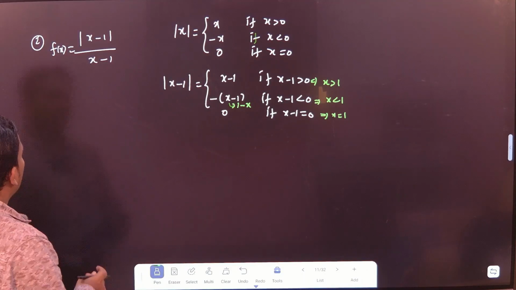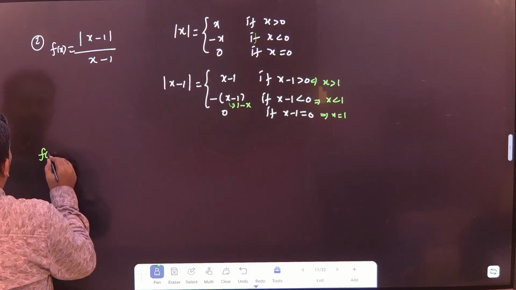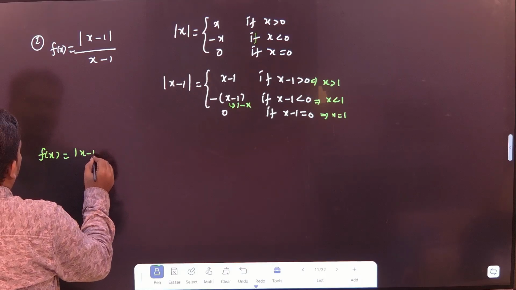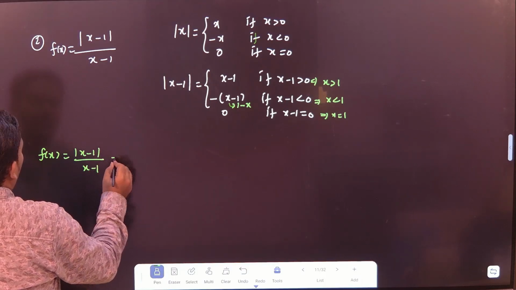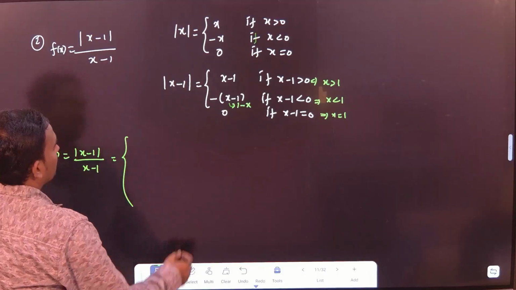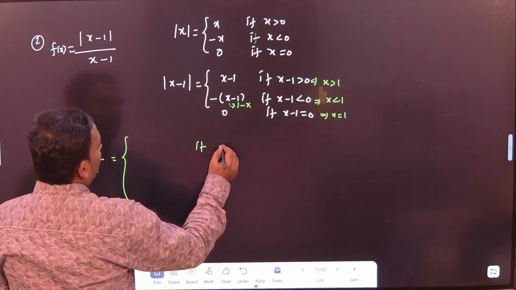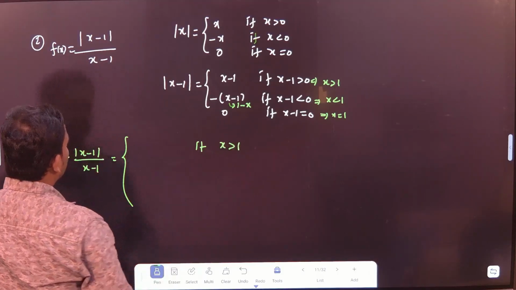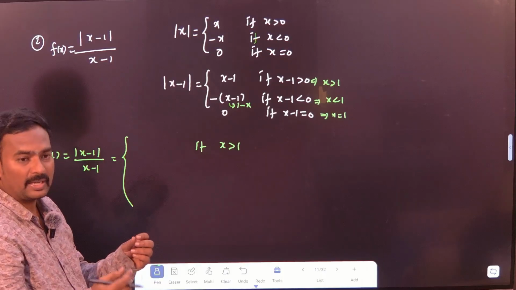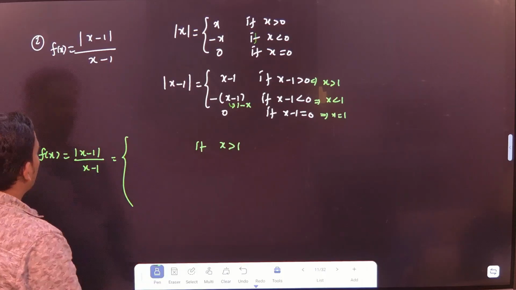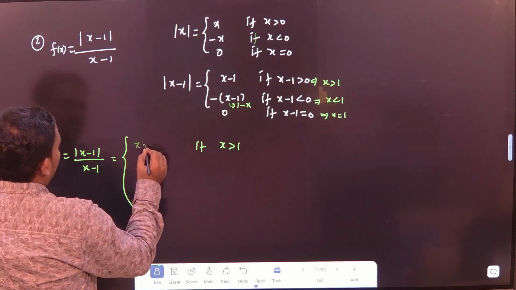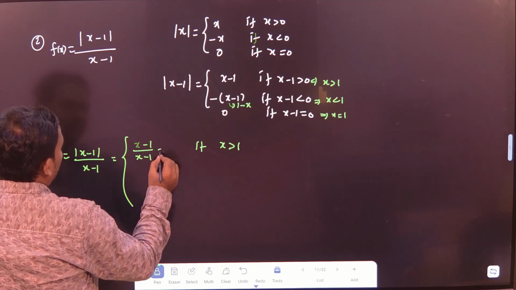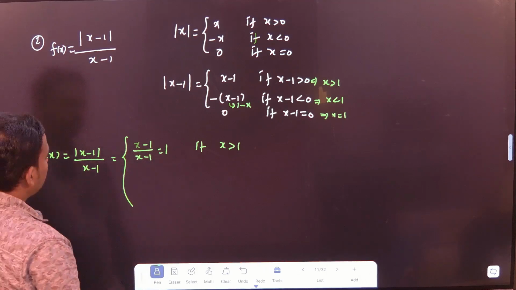Okay. Then how to redefine this function? f of x equal to mod x minus 1 divided by x minus 1. Redefine this. If x is greater than 1, that means x minus 1 greater than 0. That means the mod x minus 1 definition is x minus 1 divided by x minus 1. This is 1. Got it?